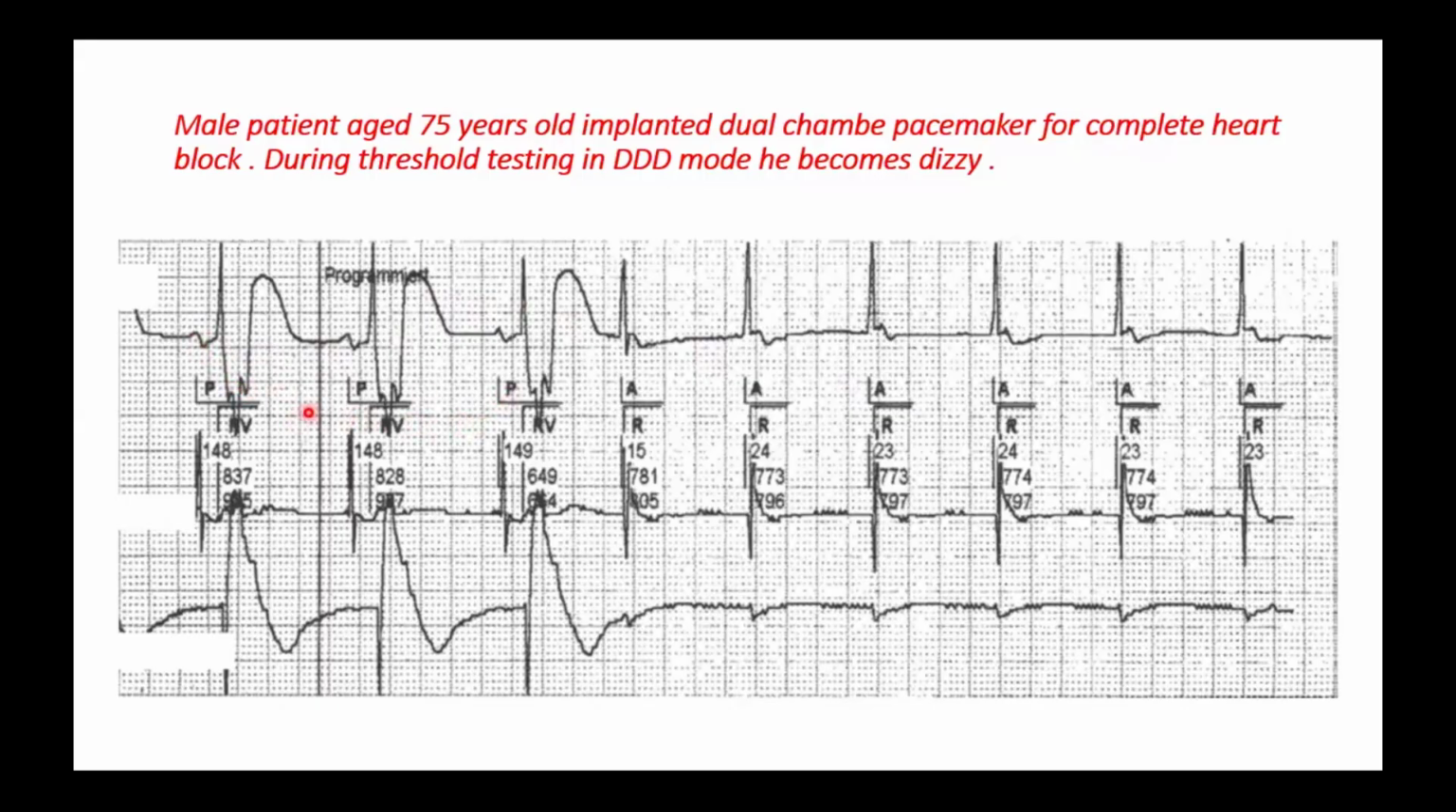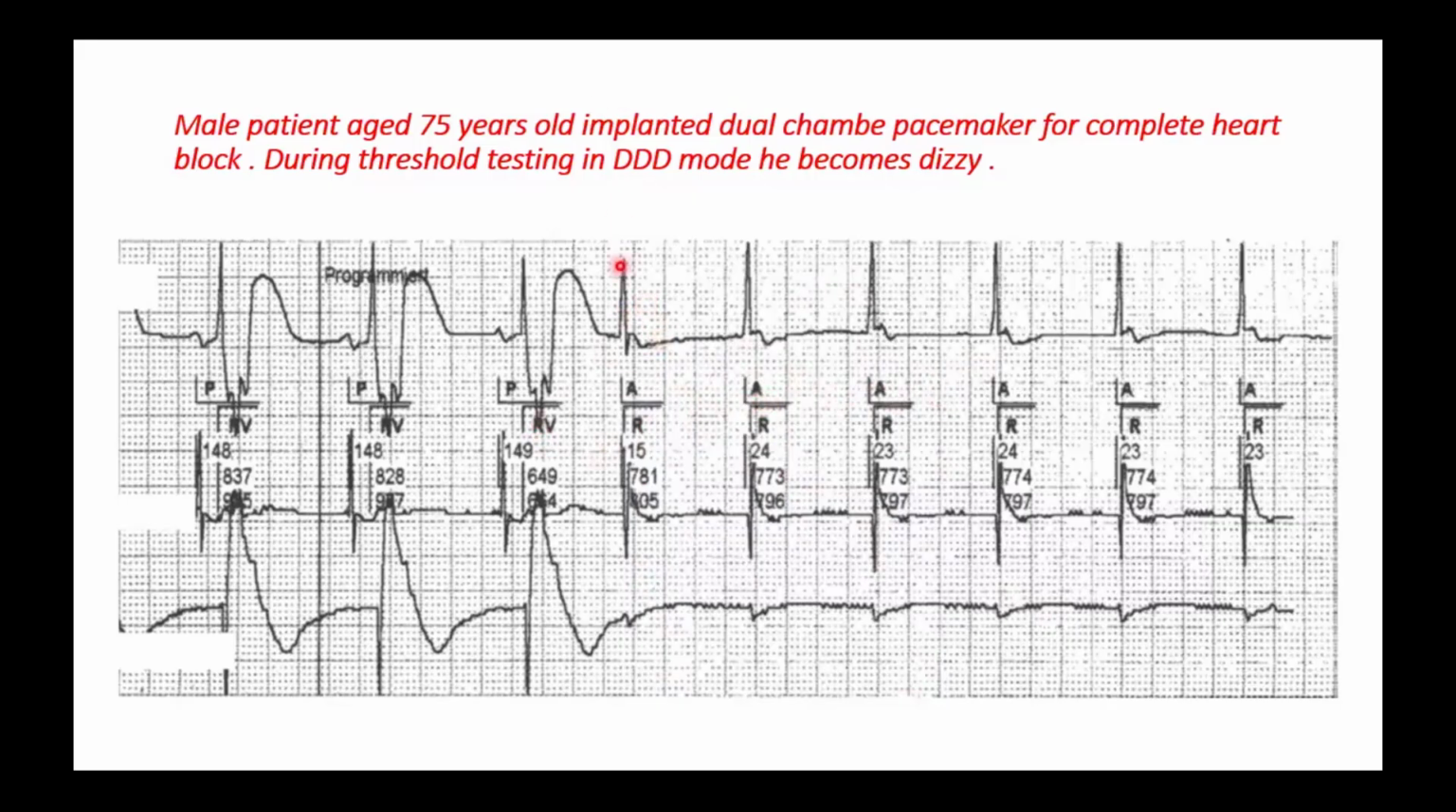Here the B refers to atrial sensing, and the A refers to pacing. Here we notice that once we are pacing, there is an R in the V channel without a QRS complex. So this is crosstalk. This is actually the crosstalk.